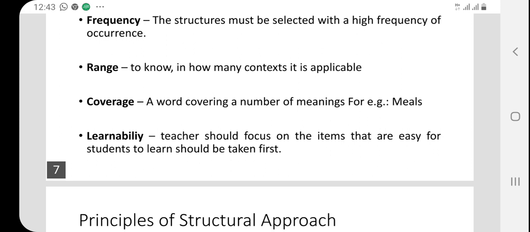Then we have coverage, a word covering a number of meanings, like meals. We teach a word that has different meanings and can be used in different forms, like we have a pair of words like bank and bank. The two words are spelled the same, but they are different.